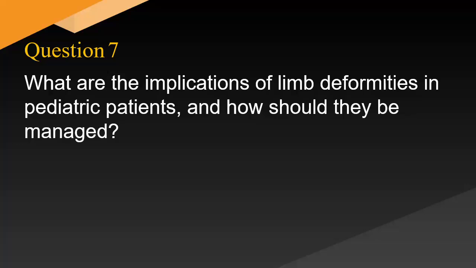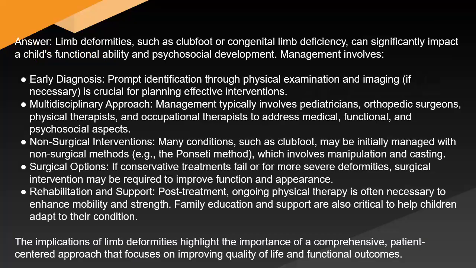What are the implications of limb deformities in pediatric patients, and how should they be managed? Answer: limb deformities, such as clubfoot or congenital limb deficiency, can significantly impact a child's functional ability and psychosocial development. Management involves early diagnosis: prompt identification through physical examination and imaging, if necessary, is crucial for planning effective interventions. Multidisciplinary approach: management typically involves pediatricians, orthopedic surgeons, physical therapists, and occupational therapists to address medical, functional, and psychosocial aspects.